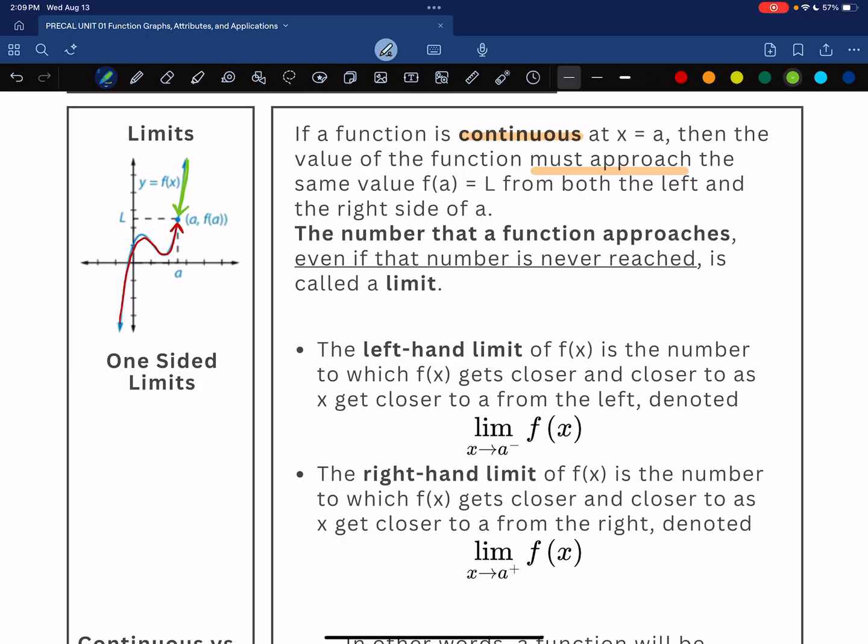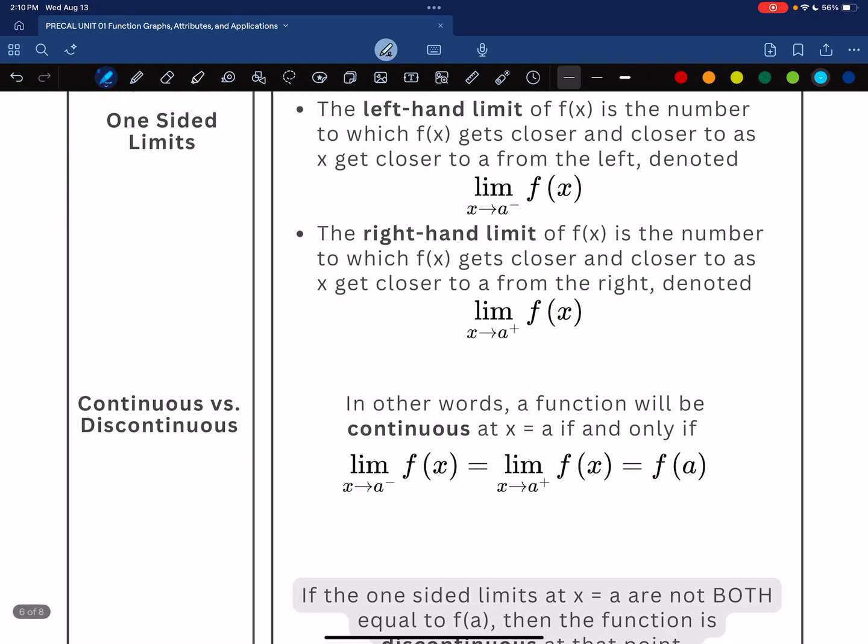L, again, is this value. When I say f of a equaling L, that's this height right here. We're approaching that height of L whether we're coming from the left or from the right side of that value. The number that the function is approaching, even if it's never actually reached, is called the limit. So the limit is what we are approaching from the left or from the right, or from both of them together.